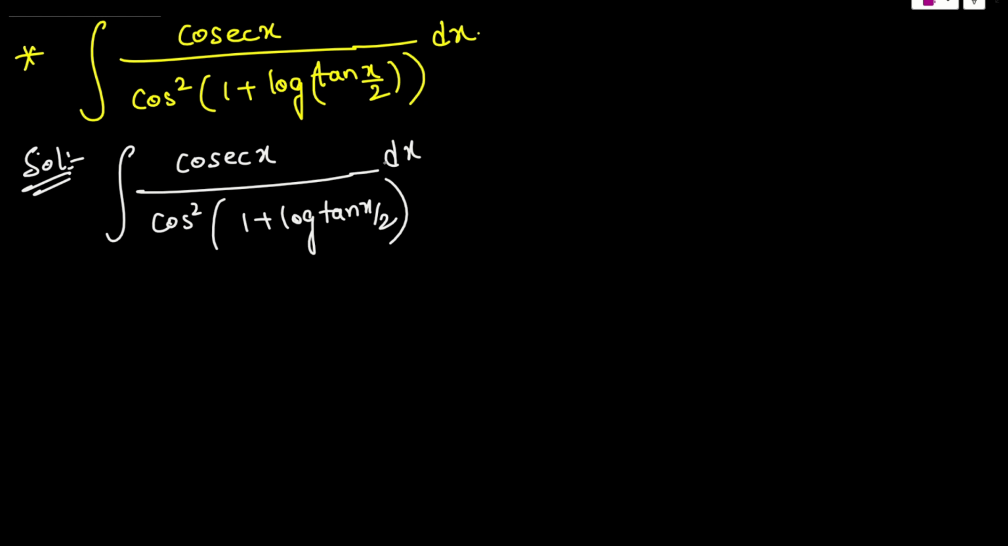Why? Because here this is a theta. If you take cos of something, it is in the form of a theta, so we need to get rid of that. So I will simply replace 1 plus log of tan x by 2 as t. Let me check what it will be.